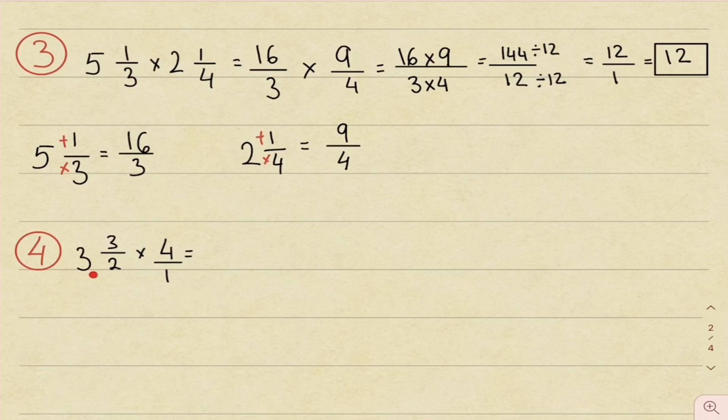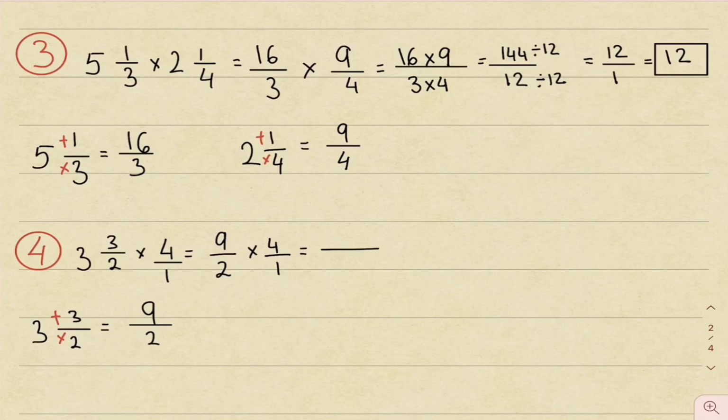Now I'm going to go ahead and convert this mixed number into an improper fraction. So I have 3 over 2. I'm going to make a fraction, rewrite the 2. Now this 2 is multiplying the 3 and adding the 3. So I have 2 times 3, which is 6, plus 3, 9. So it's 9 over 2. So I have here 9 over 2 times 4 over 1.